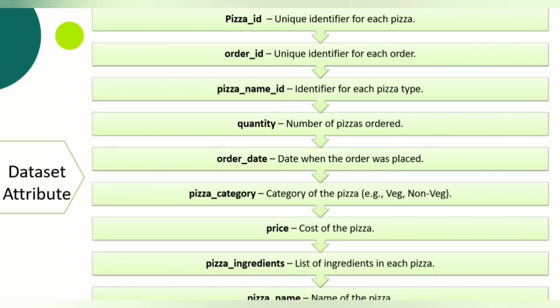The next one is the attributes of our dataset. Attribute means what type of columns are present in our dataset. Some column names are as follows: order ID, pizza name ID, quantity, order date. This dataset is only about 2024, so we analyze the patterns and trends in 2024. Pizza category means what type of pizza they have, like veg, non-veg, and other categories. Then prices, pizza ingredients, and pizza names, which means the name of the pizza.